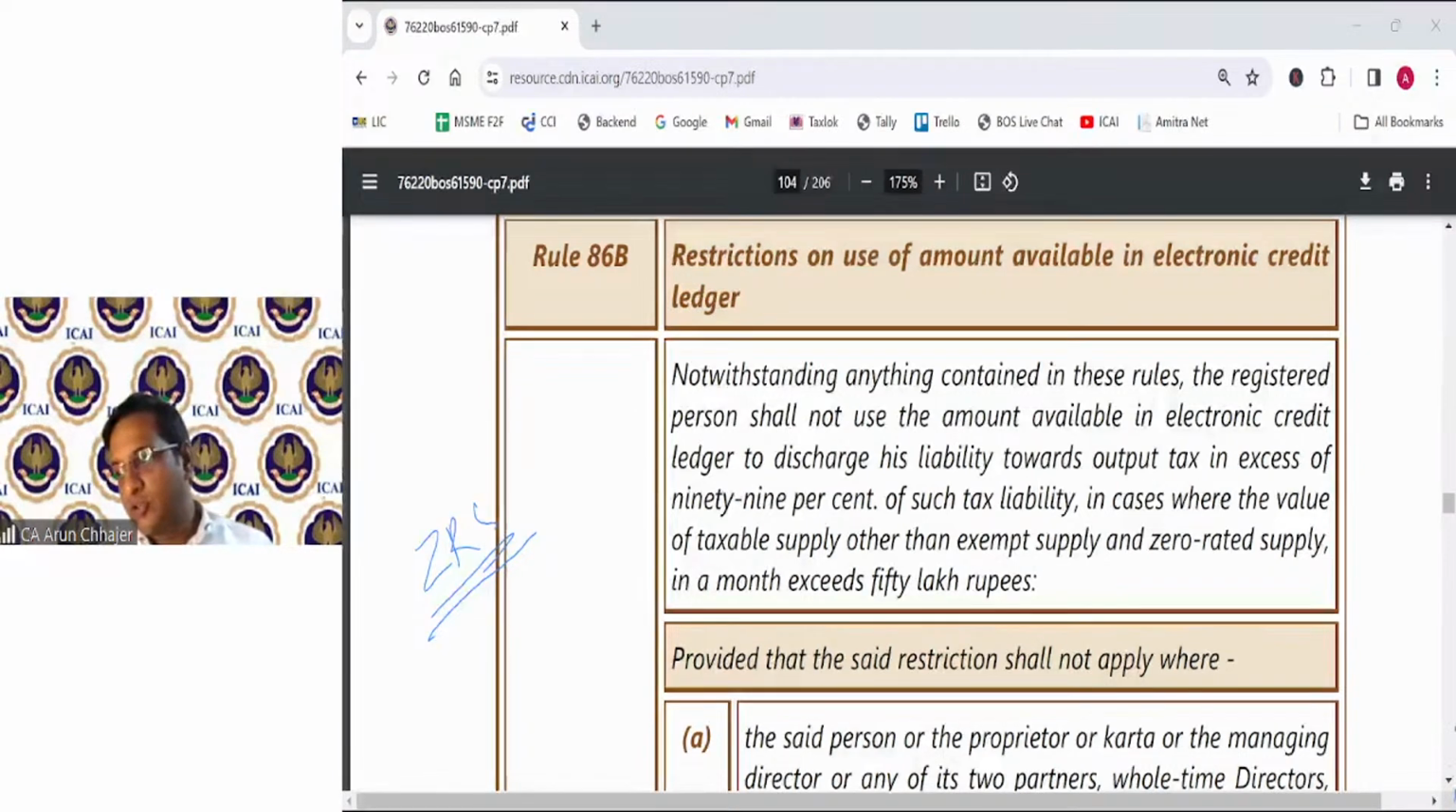On which GST is zero? No, no, no. Zero, sir, GST rate is zero for this supply?